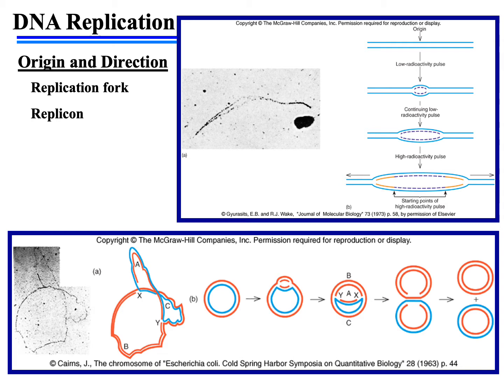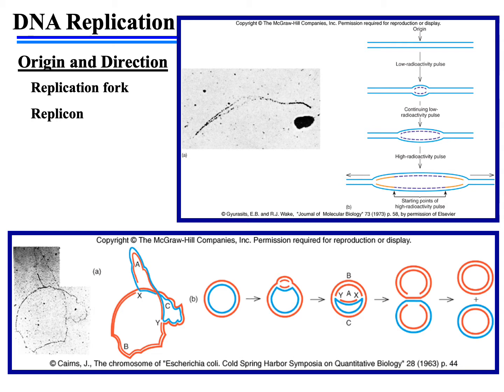In addition, another question that came about was, is replication occurring in one direction or in two directions away from that replication origin? Another way to put that is, is replication unidirectional or bidirectional?